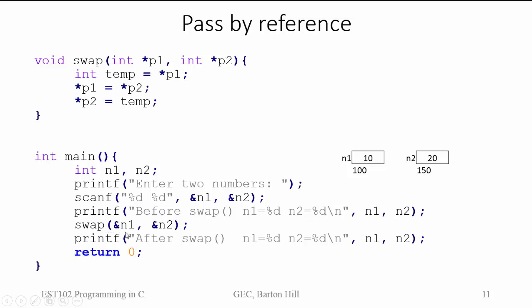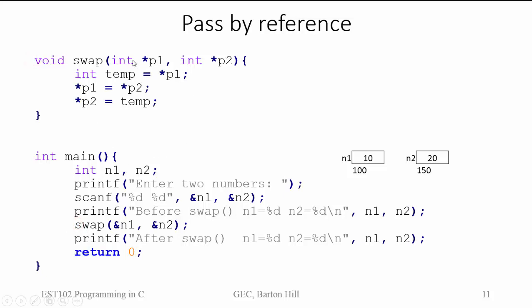Then the swap function is called, and in this we will be passing the address of n1 and the address of n2. Ampersand n1 means address of n1, and ampersand n2 means address of n2. So we will be passing the address of n1 and the address of n2. Once this function call is executed, the control goes from here to here.